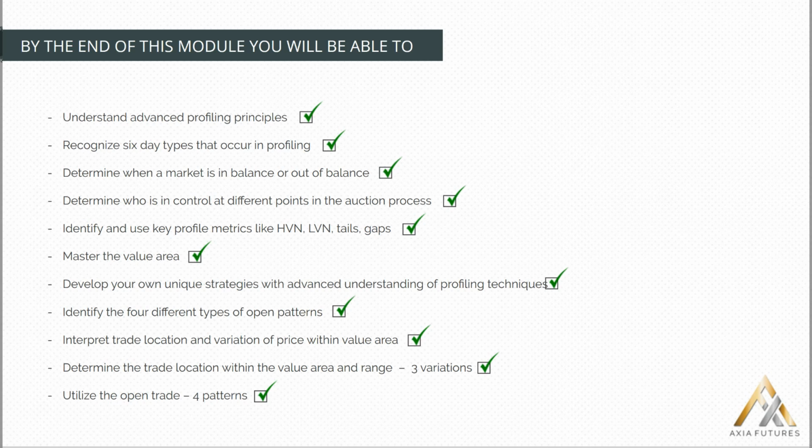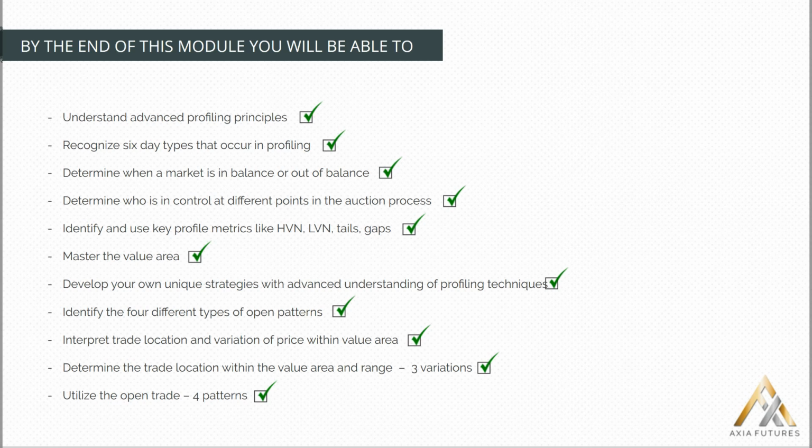So what can you expect to have achieved by the end of the module? Firstly, you should understand advanced profiling principles. You should be able to recognize 6 day types that occur in profiling. You should be able to determine when a market is in balance or out of balance. Determine who is in control at different points in the auction process. Identify and use key profile metrics like the high volume node, low volume node, tails and gaps. Master the value area. Develop your own unique strategies with advanced understanding of profiling techniques.